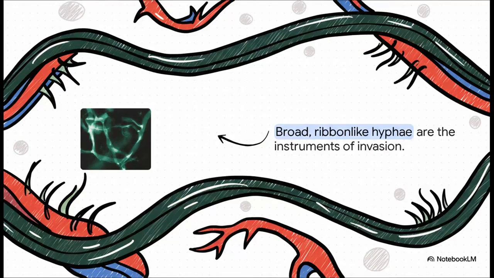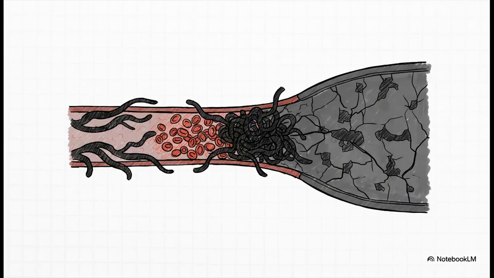And what you're looking at here? These are the actual weapons of the invasion. These broad, kind of ribbon-like structures are the hyphae. And their shape is no accident. It's perfectly designed to burrow through tissue and, most importantly, right into our blood vessels. Once it's inside, the fungus basically hijacks our blood vessels, using them like superhighways to spread throughout the body.